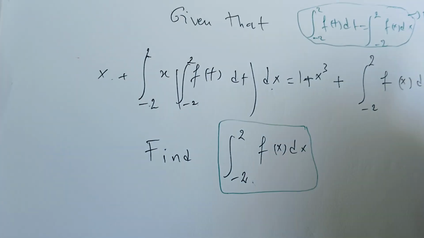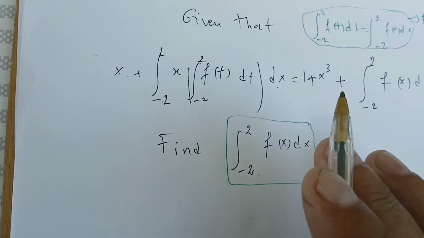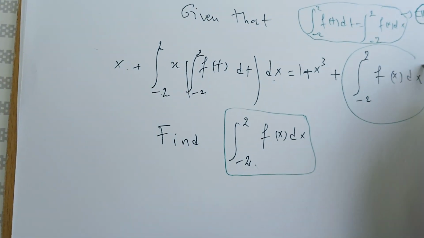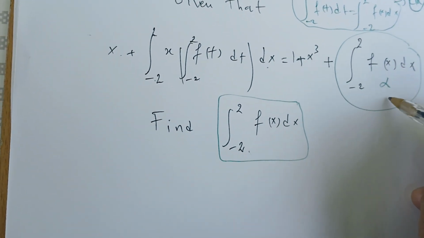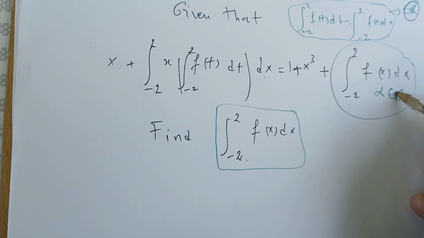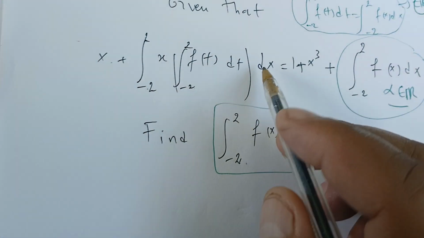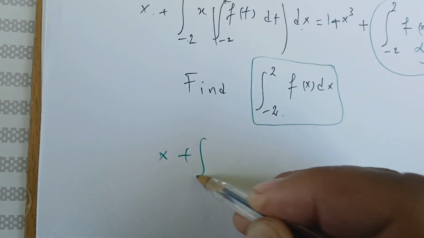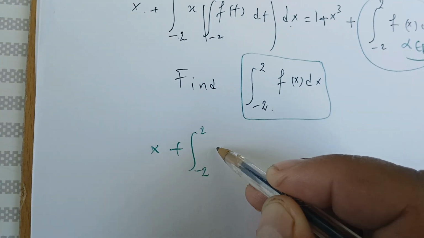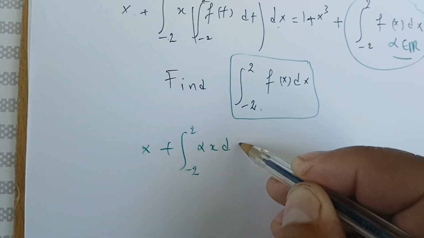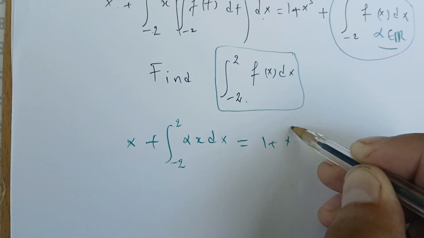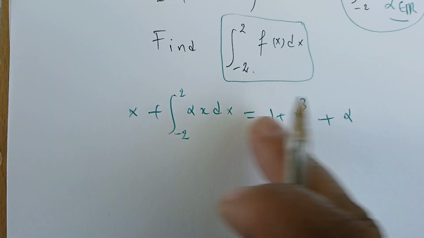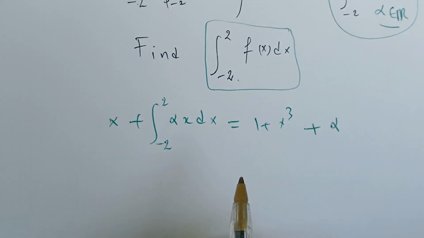To solve this question, since this is just a number, we're going to call this number alpha. So let's call it some alpha that belongs to R. Therefore our equation is going to be x plus the integral between -2 and 2 of alpha x dx is equal to 1 plus x cubed plus alpha. So our aim is to find the value of this alpha.